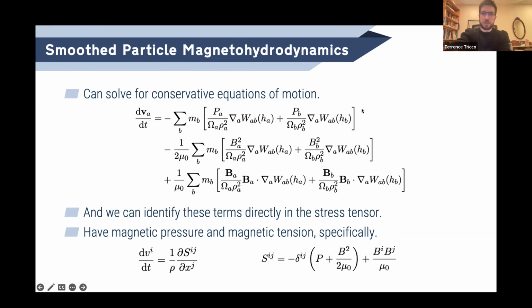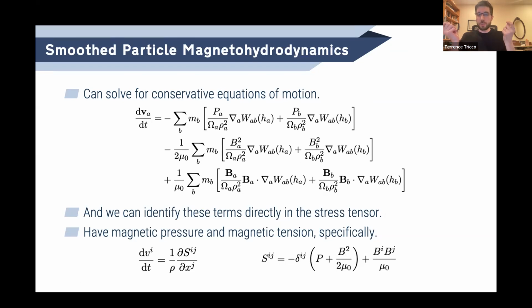This first term corresponds to the pressure gradient, which I hope many of you are familiar with. And then we have these two additional terms. You can understand these terms directly in terms of the magnetic stress tensor. You can express the equations of motion using this stress tensor S, where you have a hydrodynamic, or thermal, isotropic pressure. You have an analogous isotropic magnetic pressure, so you have this 1/2 B squared. And then you have this extra magnetic term, which corresponds to a magnetic tension.